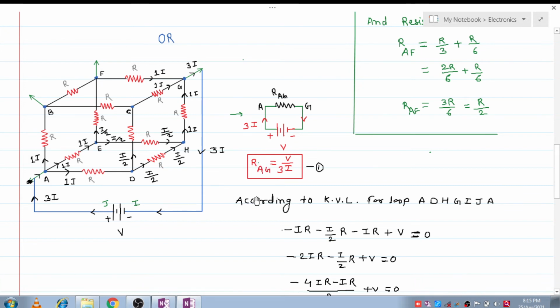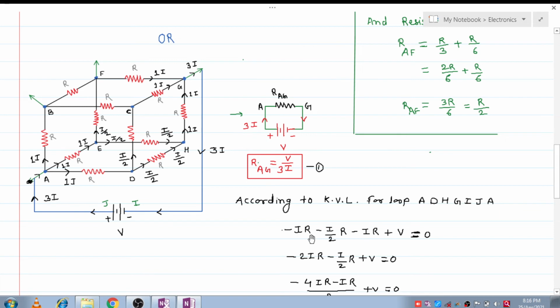So according to Kirchhoff's voltage law, we have considered the loop A, D, H, G, I, J, and again A. Here we are going from the positive terminal to the negative terminal, so potential decreases, and we get the sign minus IR. So this current we have considered, and the resistance is R, so we are moving from A to D.